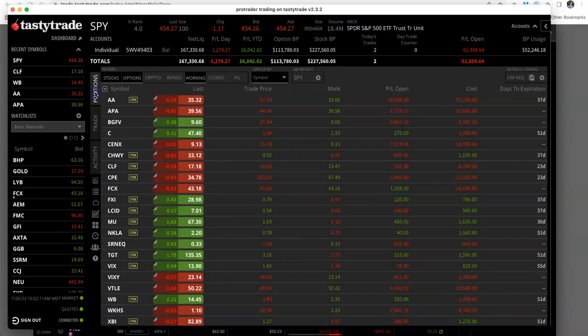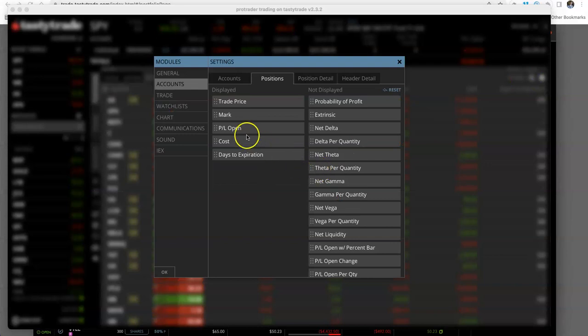But let's go back to positions. When you initially get plugged in here, you're going to have a whole bunch of columns that probably aren't going to make a lot of sense. They didn't to me. So what I did was, when you're on positions, go over here to your little settings gear, click on that, and what you want under positions, I have it in this order: trade price, mark price, P&L open, cost, days to expiration.